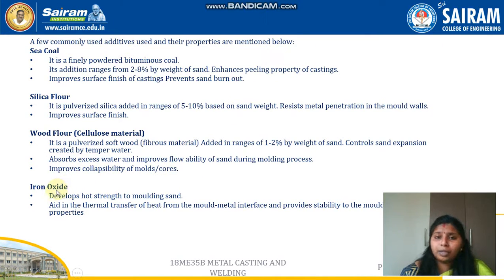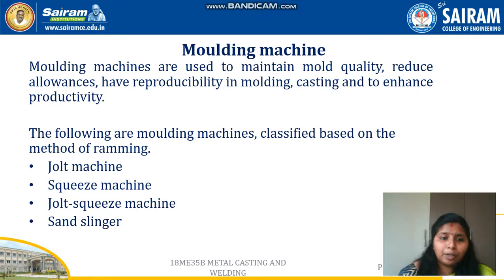The next additive that can be used is iron oxide. It develops hot strength in the molding sand, aids in the thermal transfer of heat from the mold metal surface, and provides stability for better dimensional properties. This is about some of the additives that can be used.